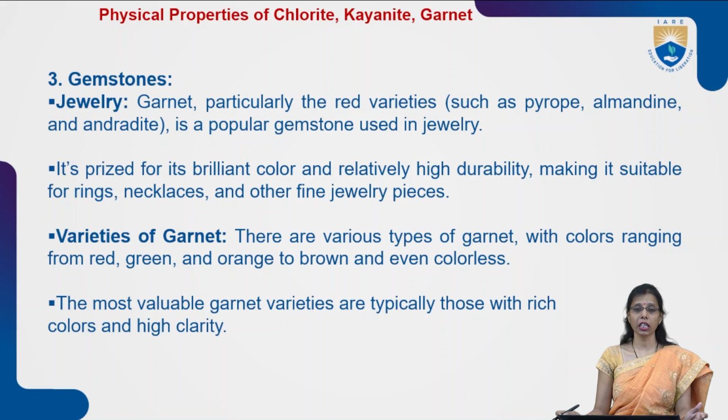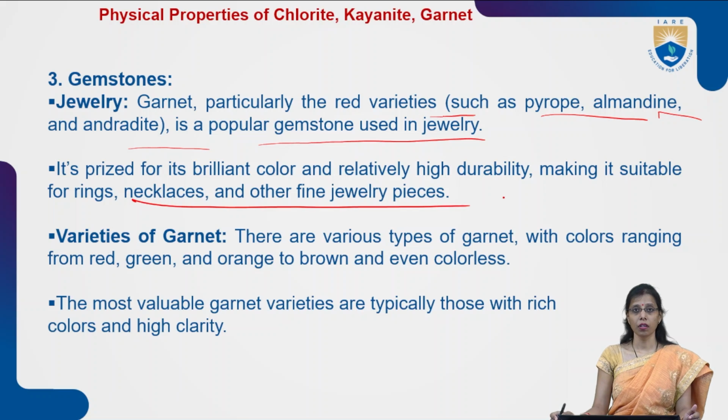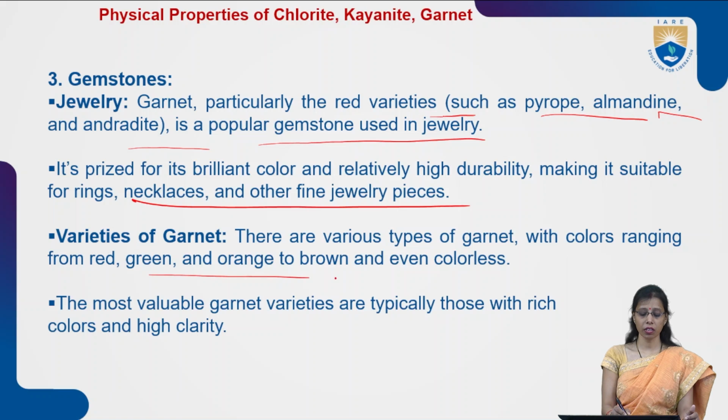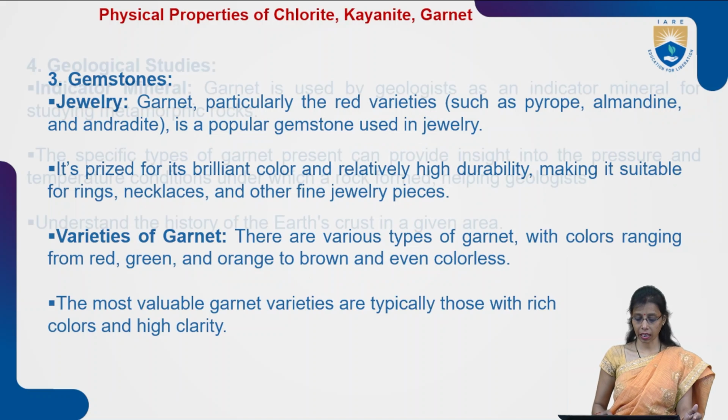Gemstone. So as you have seen, it comes in many colors, so it is used as jewelry. Garnet, particularly red varieties such as pyrope, almandine, and andradite, is popular as a gemstone used in jewelry. It's prized for its brilliant color and relatively high durability, making it suitable for rings, necklaces, and fine jewelry pieces. And various varieties of garnet: there are various types with colors ranging from red, orange, brown, even colorless. The most valuable garnet varieties are typically those with rich color and high clarity.